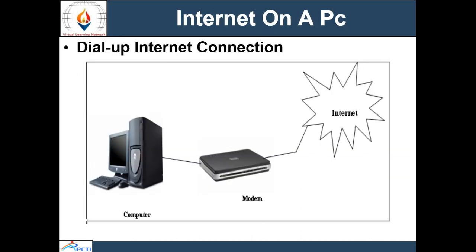Internet on a PC. Dial-up internet connection. It is a way to connect to the internet in which the public switched telephone network is used to make an internet connection via telephone lines to an internet service provider. In a dial-up connection, the telephone network is of primary importance since dial-up requires telephone lines which have limited capacity. Its transmission speed is limited and it is slow.